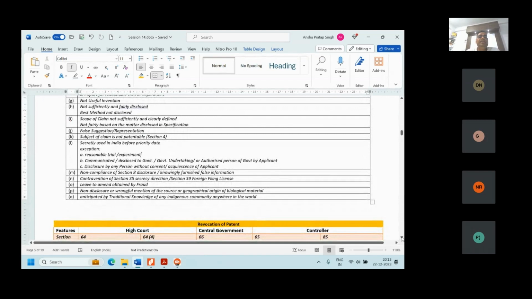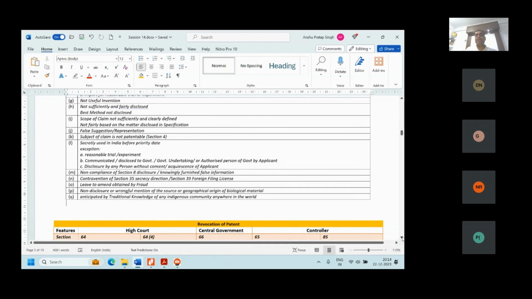Now comes non-compliance of Section 8 disclosure. If you have not complied with the Section 35 secrecy direction or Section 39 foreign filing license, leave to amend, the patent was obtained by fraud, then yes. You have amended the patent and the amendment was obtained by the leave which you have obtained by committing a fraud. Non-disclosure or wrongful mention of the source of geographical origin of the biological material, and anticipated by traditional knowledge of any indigenous community anywhere. So all this is the ground of revocation.